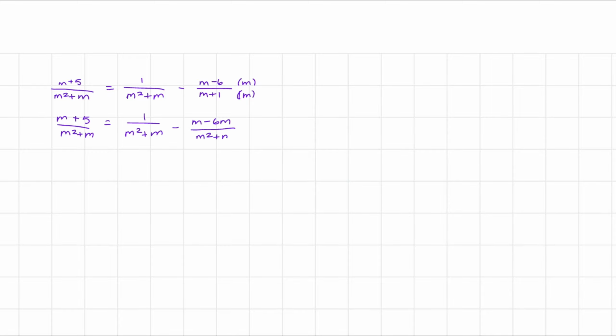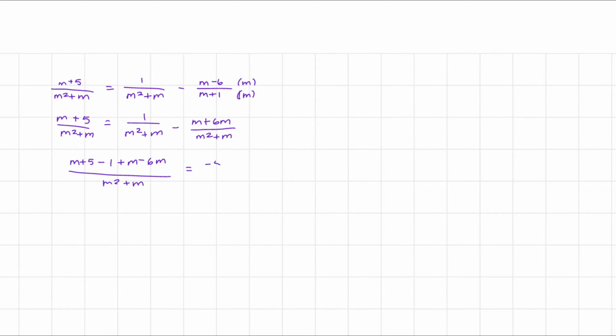m plus 5 over m squared plus m is equal to 1 over m squared plus m minus 6 over m plus 1. Least common denominator, which is m squared plus m. How will we get from m plus 1 to m squared plus m? Multiply by m. So m plus 5 over m squared plus m is equal to 1 over m squared plus m minus 6 times m over m squared plus m. m plus 5 minus 1 plus m minus 6m over m squared plus m.